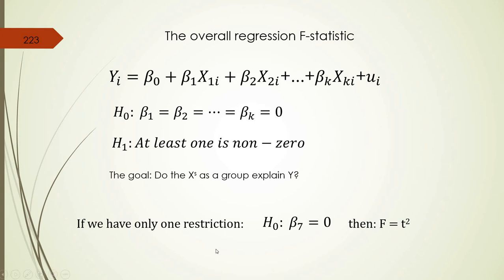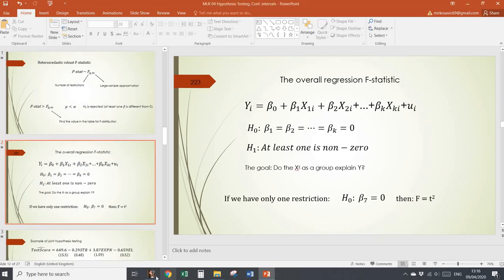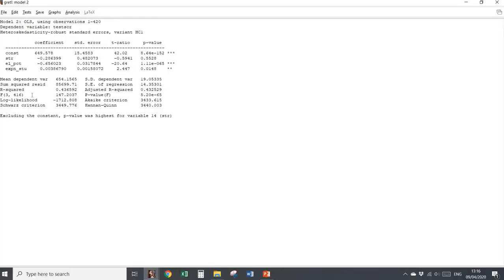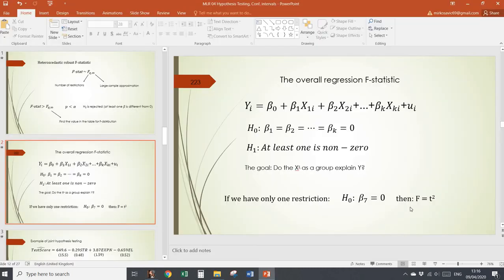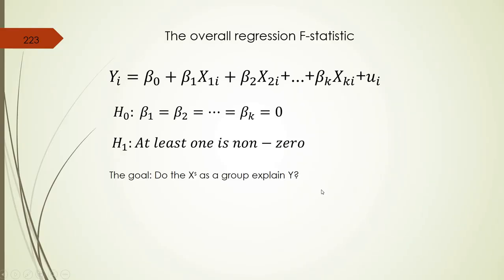So let's just go back to our example to comment on this. So I already said it is here, the p-value for the F statistic. It is really low because it has 65 zeros before the first number. So it is less than 0.01 or 0.05 level of significance. We can conclude that the independent variables in our model as a group are statistically significant, and that as a group they are influencing our dependent variable. Now, let's go back to joint hypothesis testing.